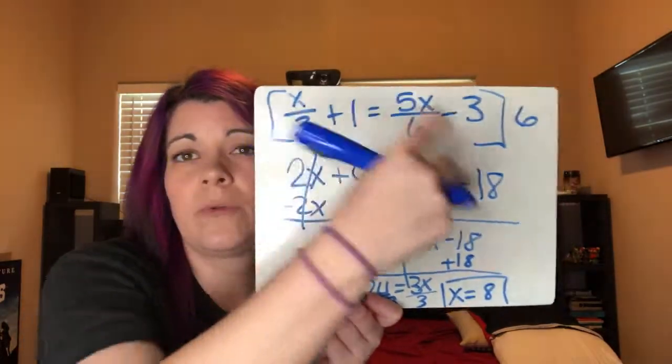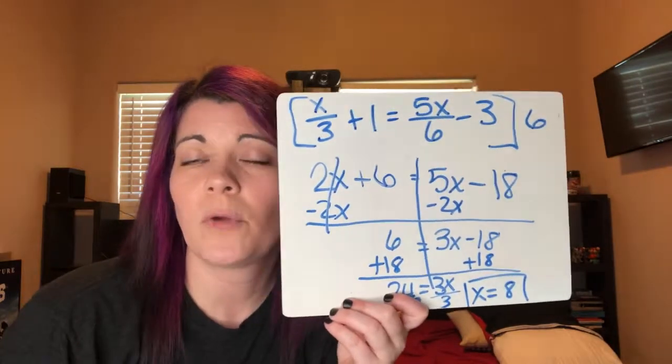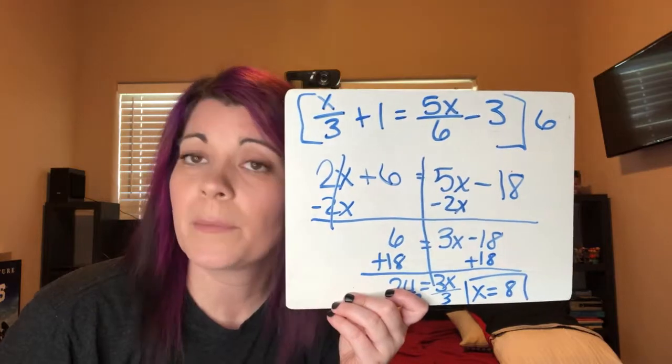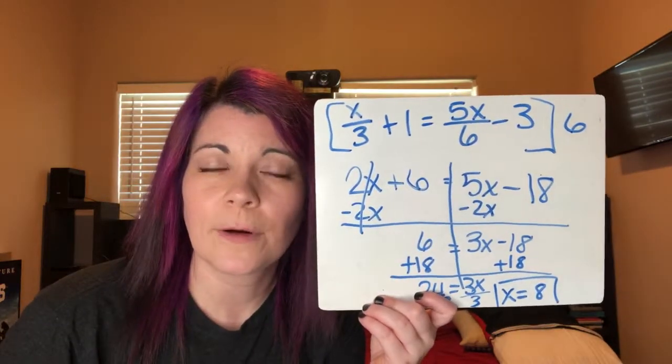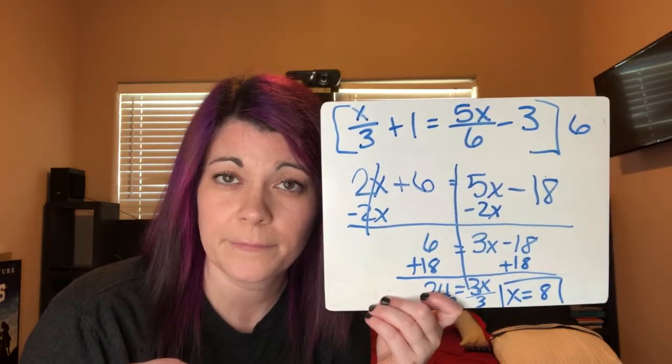So again, to get rid of the denominators, you need to multiply through by the least common multiple, which is the same thing that you're looking for when you're trying to find a common denominator, okay?